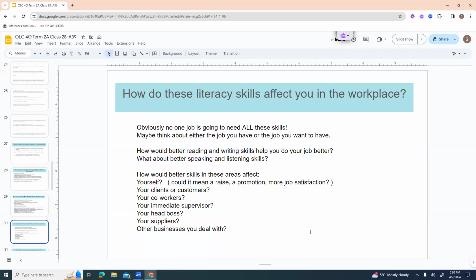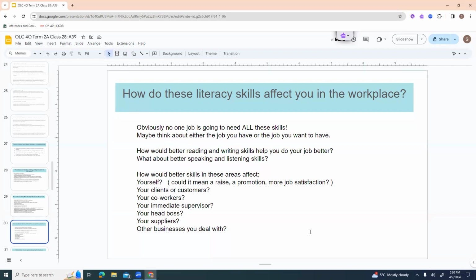Better skills might affect you, because maybe it means a raise or a promotion or more job satisfaction. It might affect your clients or your customers because you understand them better, or they understand what you're trying to say to them better. Your coworkers, maybe you're working on projects together. Your new skills help them to understand you better, or you're able to communicate your ideas more effectively.